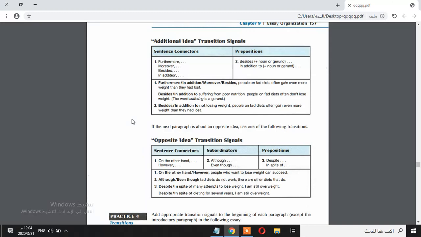You should notice that if we start the complex sentence with the dependent clause, we need to use the comma after the dependent clause finishes.